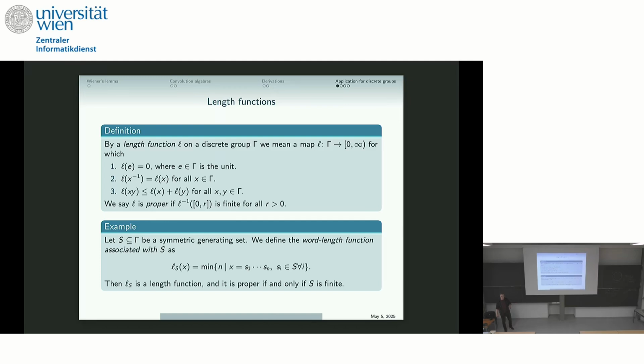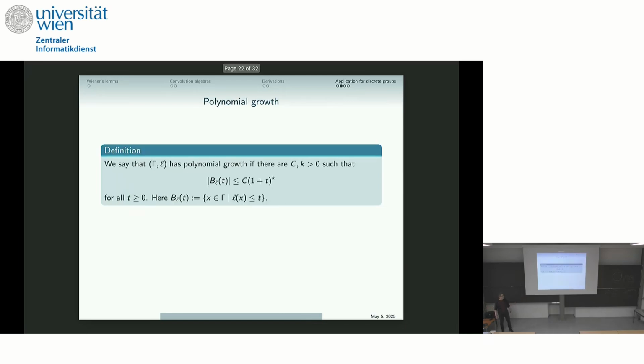if and only if S is finite. So the reason I need properness is, well, I mentioned earlier that this compact generation absolutely cannot be removed. So the fact that I cannot remove compact generation in the statement about L1 algebras is reflected in the fact that I can only handle proper length functions. This is, for example, fine whenever I have a finitely generated group of polynomial growth. So let me tell you what polynomial growth is.